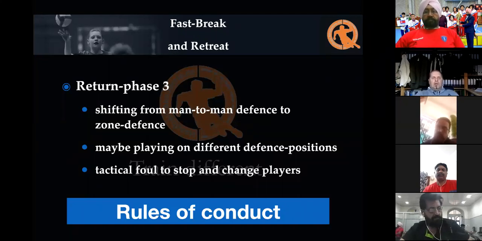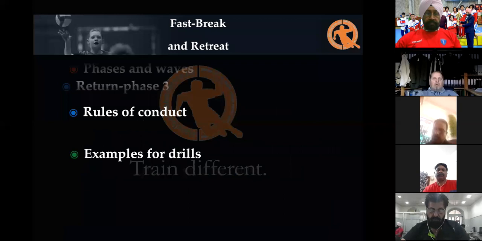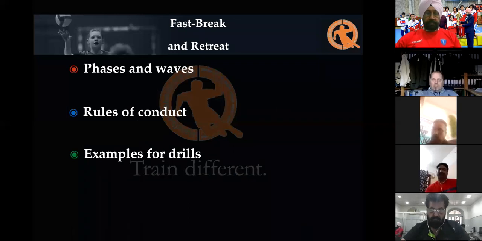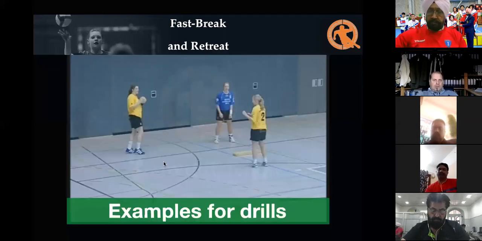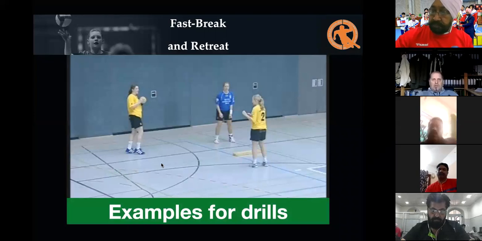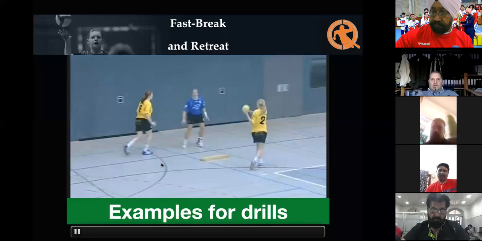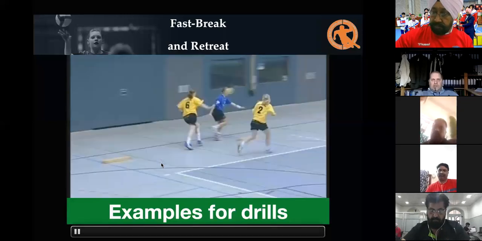Okay, and these are the three return phases, and the three elements, or the three ideas, of how the players should act in that way. Now coming to our last chapter, we show some examples of drills, and we start with something quite easy. It's a one-on-one plus one situation for the wing players.